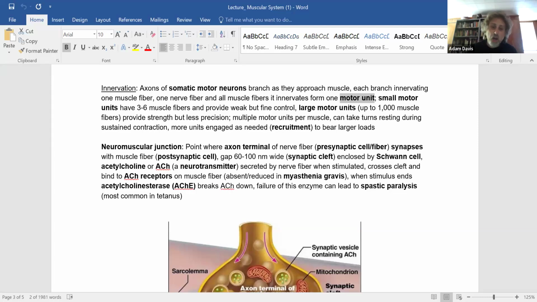Now, here's the thing that you need to know. A muscle is an organ, and any given muscle in your body is going to contain multiple motor units. You don't contract the entire muscle at once. There are going to be several motor units in each muscle.